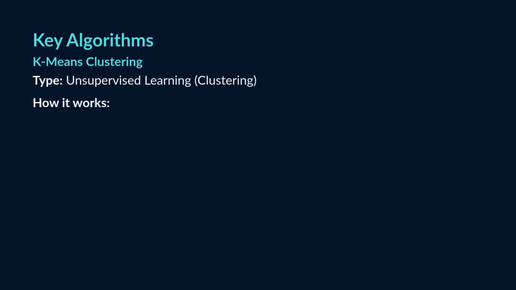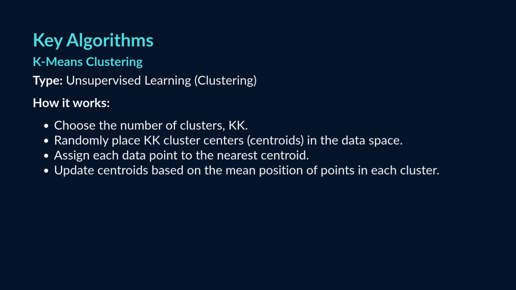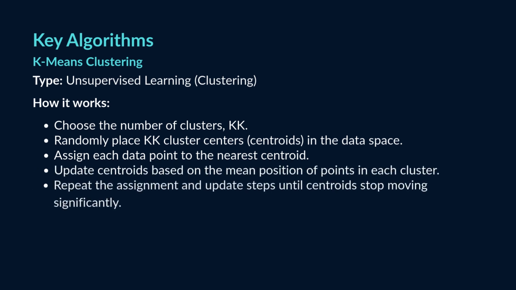How it works: Choose the number of clusters k. Randomly place k cluster centers, also called centroids, in the data space. Assign each data point to the nearest centroid. Update centroids based on the mean position of points in each cluster. Repeat the assignment and update steps until centroids stop moving significantly.